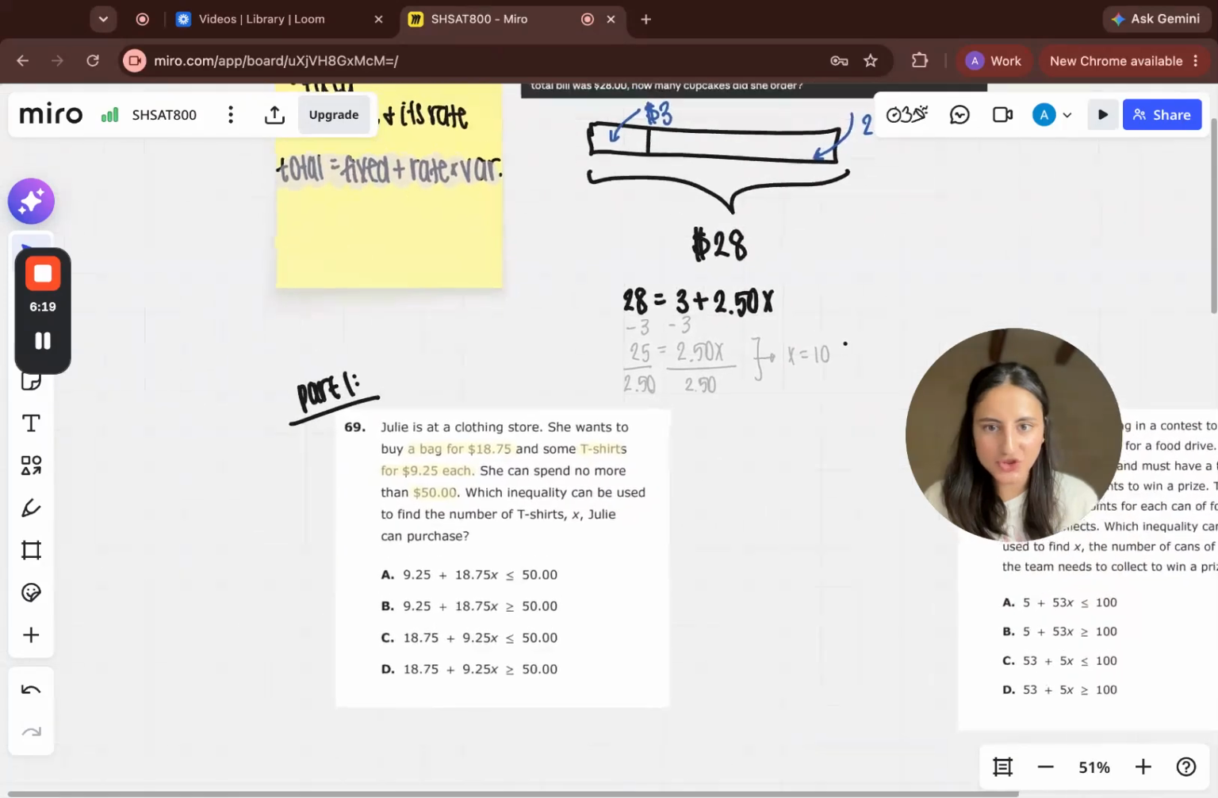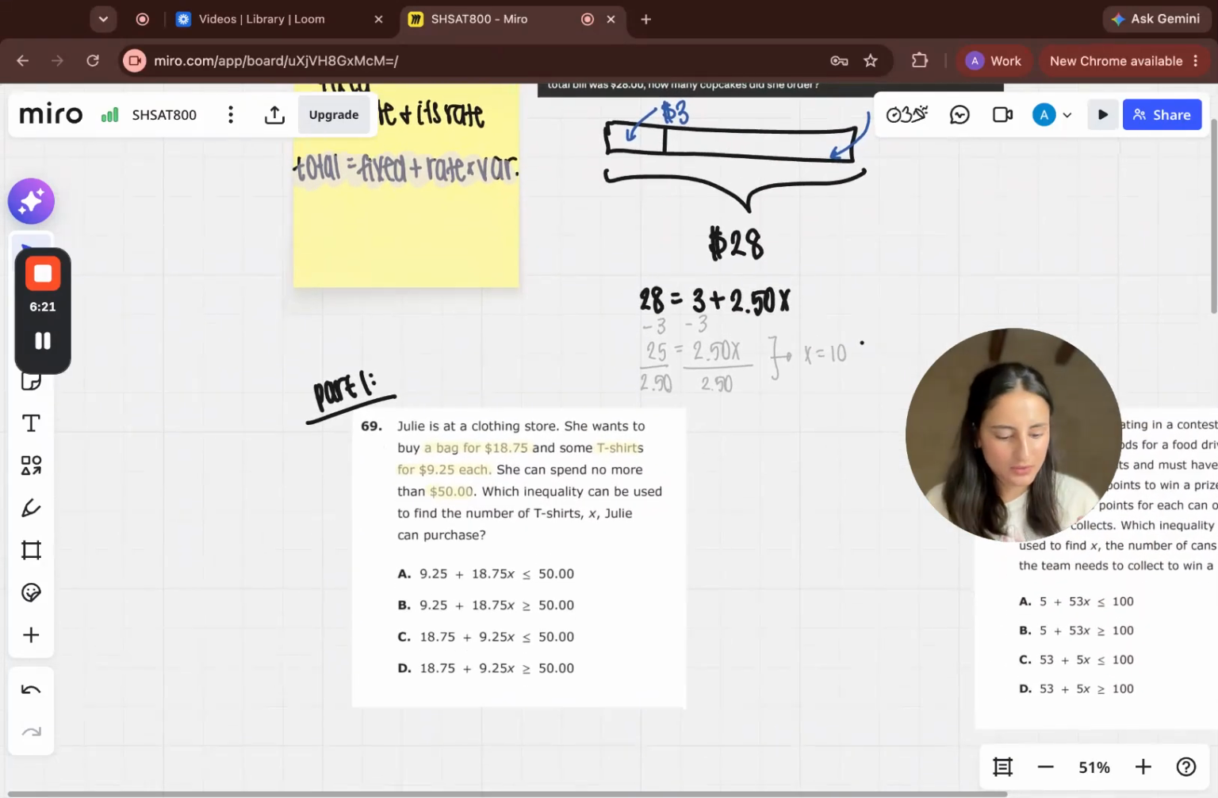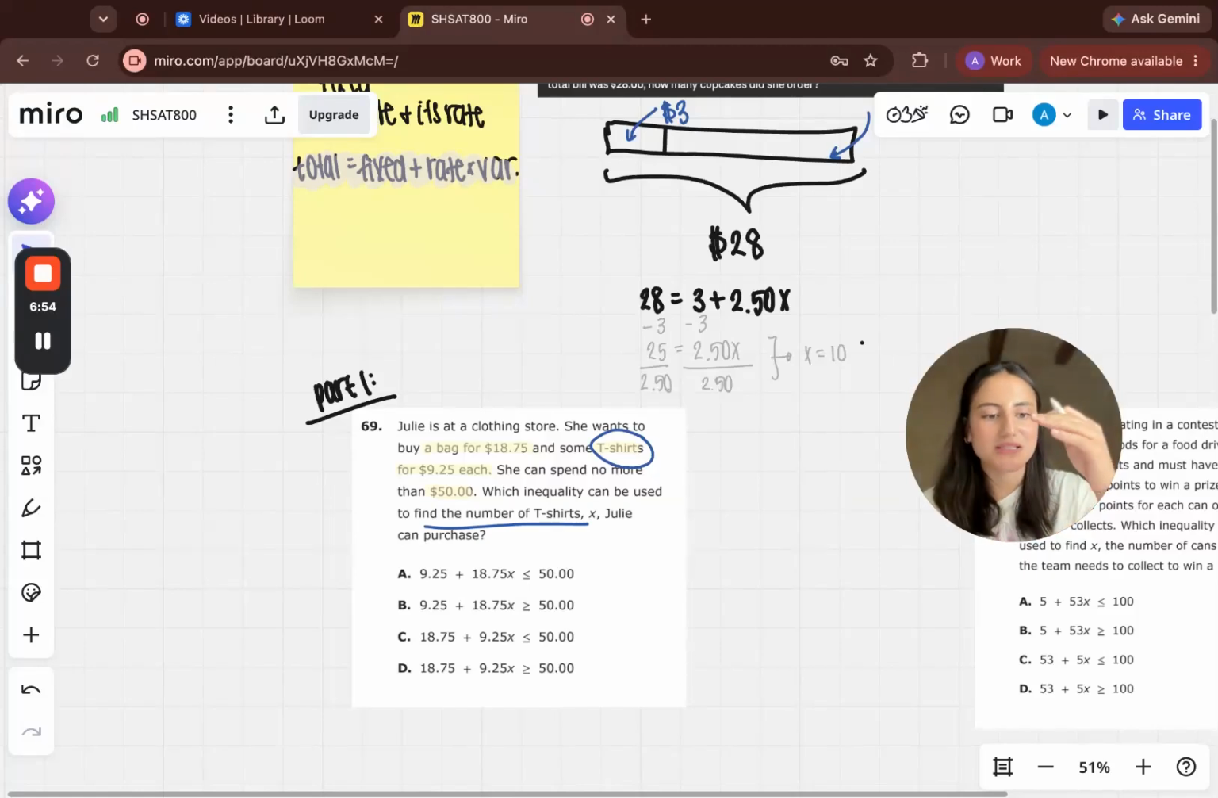I'm just going to go ahead and zoom out a little bit so you see that equation on the screen as we work through this first one. So first I want to identify which one is the fixed fee. As you can see, there's nothing here that's saying one-time cost or fixed. So we have to look at the context to figure that out. It says that she wants to buy a bag for $18.75 and then some t-shirts for $9.25 each. So what I recognize here is that t-shirts, over here, find the number of t-shirts X. It already tells us X represents t-shirts.